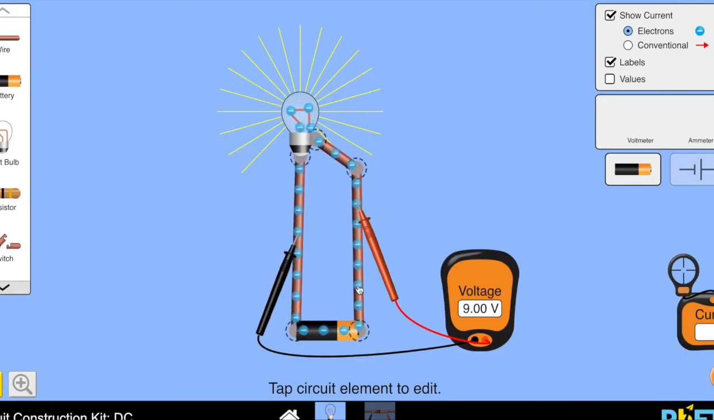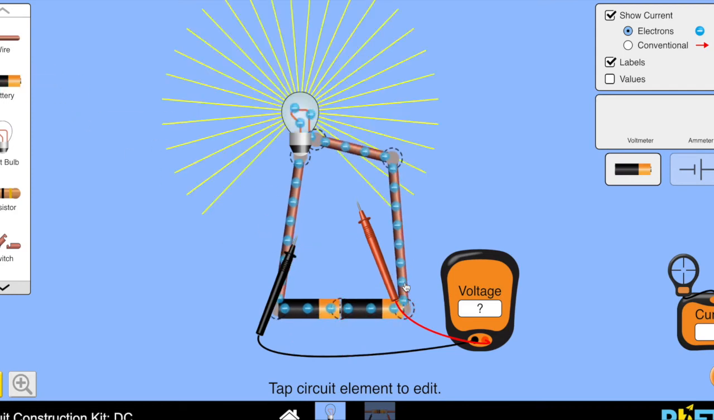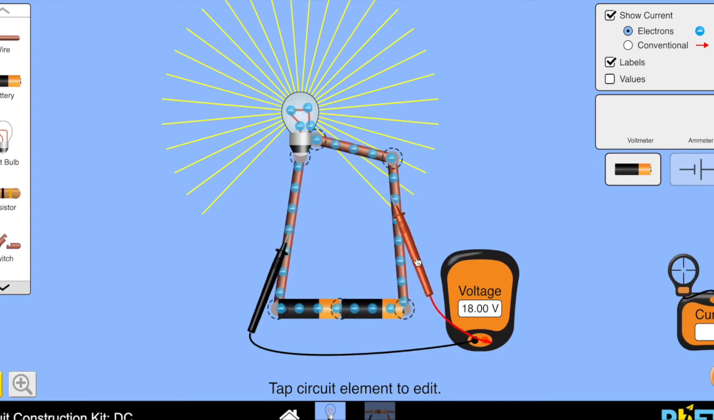Alrighty, so here's how you would go about changing the voltage of the circuit. If you take the circuit apart here, and add another battery and connect it back down here, number one, you'll notice that the light gets much brighter, but then if I measure the voltage of my circuit, it is now reading 18 volts. So we significantly increased the voltage of this circuit by adding a second battery to the circuit.